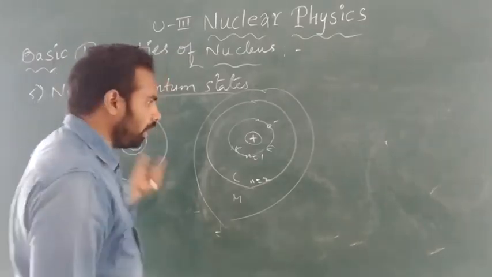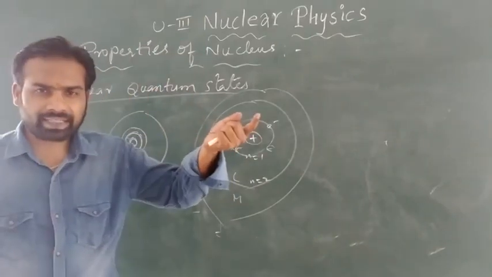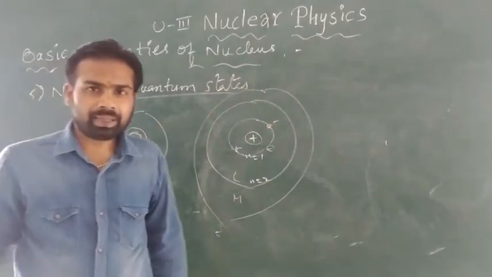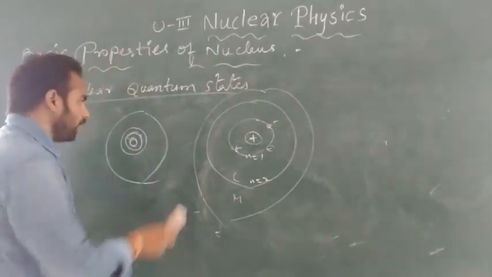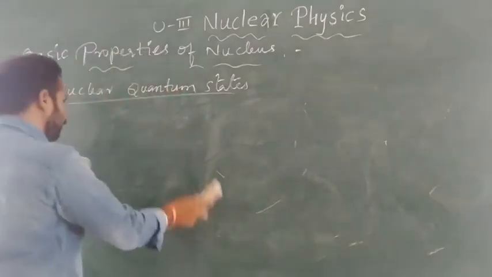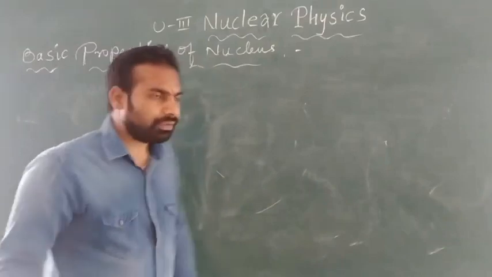Similar to the atom, the nucleus also has some quantum states. When the protons or neutrons go to the excited state and then come to the ground state, they emit some gamma rays from the nucleus. So these are the nuclear quantum states. Next we have nuclear spin.